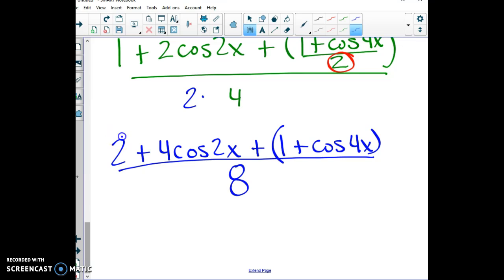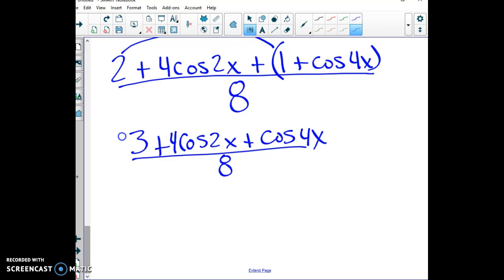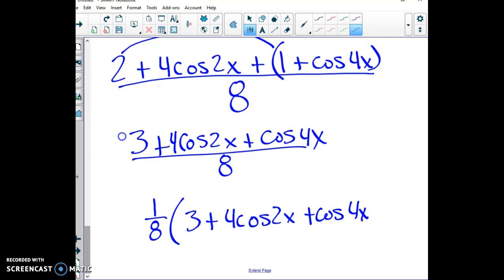We're going to simplify the numerator. We have a 2 and a 1. We have 3. 4 cosine 2x, we combine those, plus cosine of 4x, and that's all over 8. They've simplified it one step further, taking out that fraction, that denominator, 1/8, and we're left with 3 plus 4 cosine 2x plus cosine 4x. This is easier to plug in to check on your calculator.